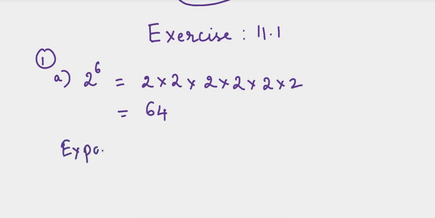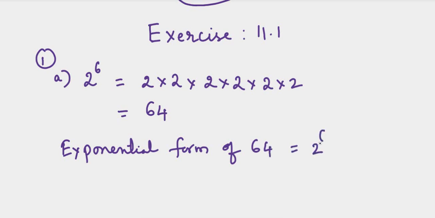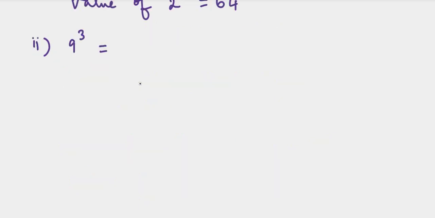Exponential form of 64 is equal to 2 to the power of 6, or the value of 2 to the power of 6 is equal to 64. Like this you can do the remaining questions also. Now the second question is 9 cube. Here the base is 9 and the power or exponent is 3. So 9 multiplied by 9 multiplied by 9.